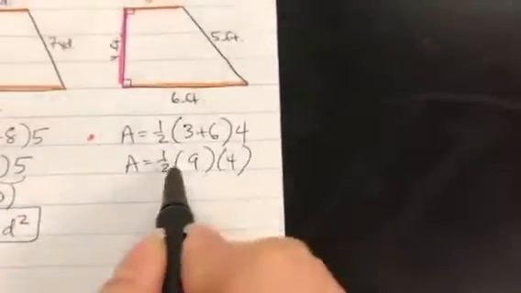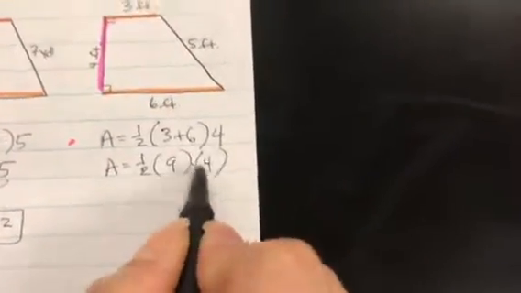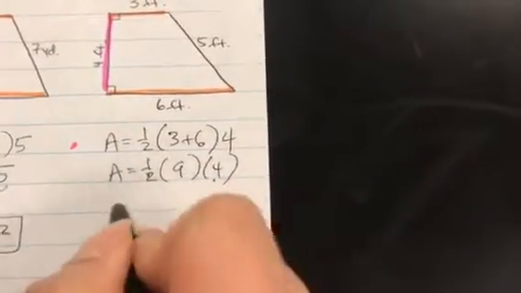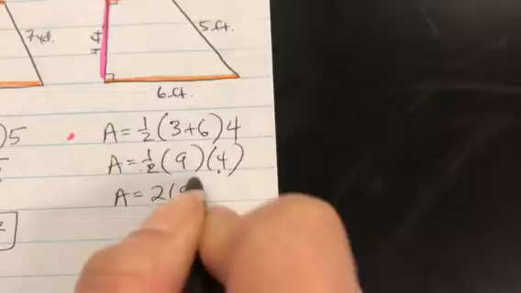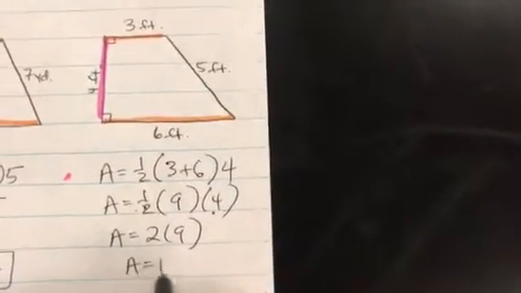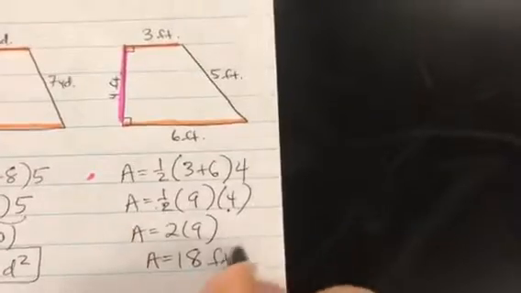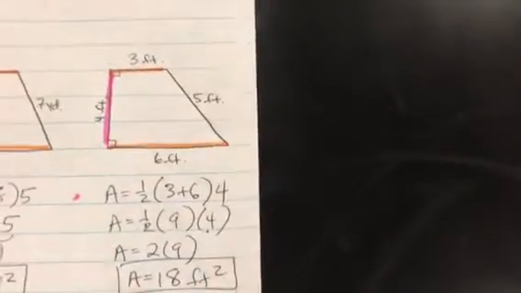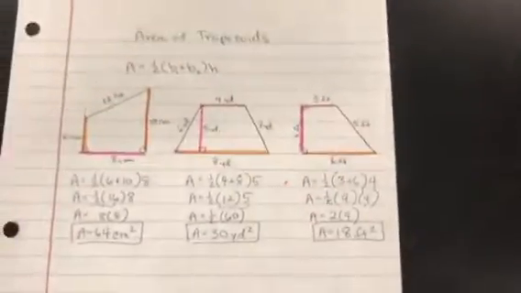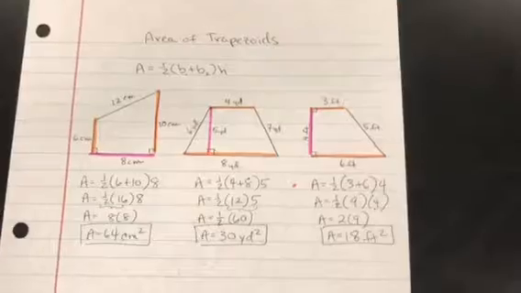Okay, so I'm going to go ahead and take half of 4. Might as well. What's half of 4? Half times 4 is 2. Half of 4 is 2. So then area equals 2 times 9. And then 2 times 9 is 18. So area equals 18 feet squared. So that would be the area of that trapezoid right there. Okay? And so that is how we find the area of trapezoids.